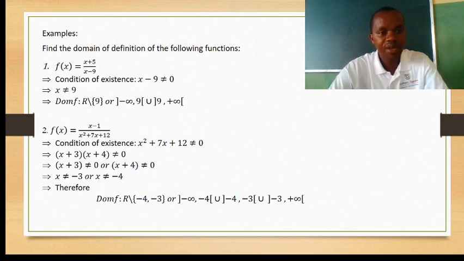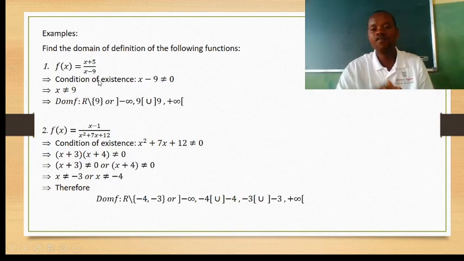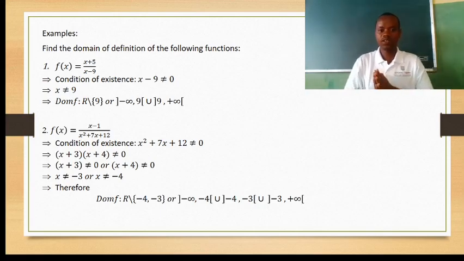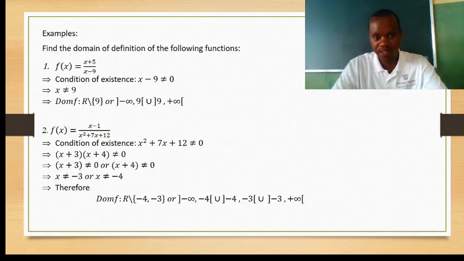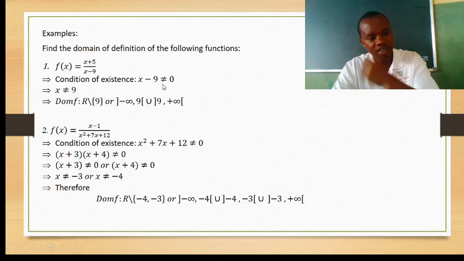Now, find the domain of definition of the following functions. We have example number 1: f of x is equal to x plus 5 over x minus 9. Here we have what we call the condition of existence, so that the function is defined everywhere. In this case, for rational functions, the denominator part must be different from 0, or x minus 9 must be different from 0.